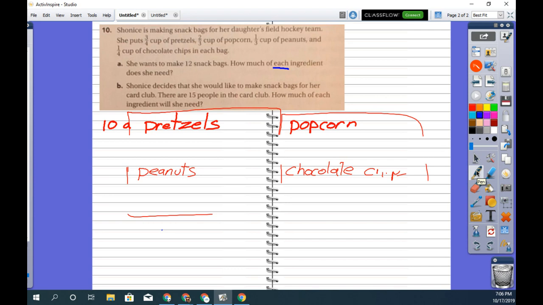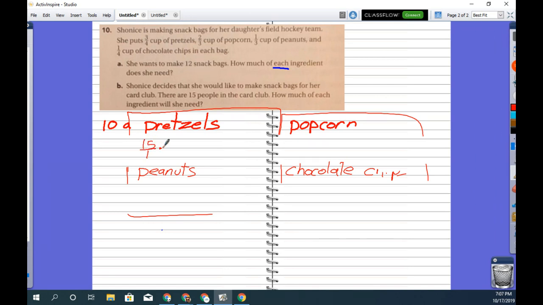All right, so for pretzels, we are going to take 15 over 1. And we're going to multiply that times 3/4 for pretzels. And 15 times 3 is going to give us 45 over 4. Now we're going to simplify and reduce. So let's see, 4 goes into 45 11 times, and 1/4 left over. So we're going to need 11 1/4 cups of pretzels for 15 people.